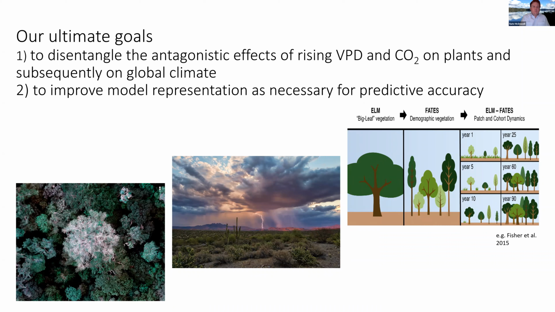And I think the ultimate goals that I'm trying to pursue, and Ruby and I have been working together on, and I think many other people are getting excited about too, is we want to disentangle these antagonistic effects of rising VPD and CO2 on plants and subsequently on climate. And through doing so, hopefully we can improve model representation. I know that the models are radically advanced to where they were 5 or even 10 years ago. I work with modelers a lot, but I do bring an empirical bias, which I'm sure you'll see in this presentation.